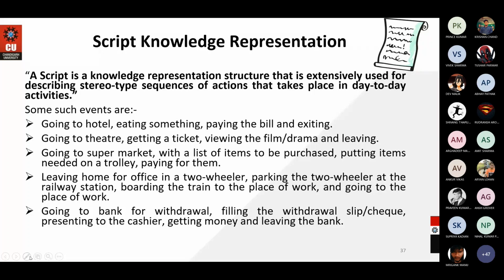representation. And here we say a script is a knowledge representation structure that is extensively used for describing stereotype sequences of action. So basically, it defines sequences of actions that take place in day-to-day activities. Some such events are, let's consider the example of going to a hotel or restaurant. What is happening in that case? You go to a hotel, after that you eat something and you pay for the bill and then exit from the hotel. This is the complete script written for that.